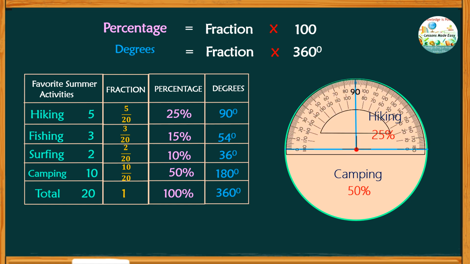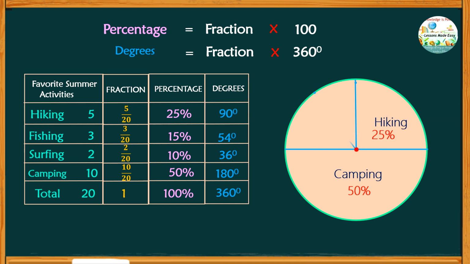Again, take your protractor. This time, we will create a sector on the left. Locate 0 degrees, then move up to 50 and an additional 4 degrees, then mark with a dot. Remove your protractor and draw a line to the center. This angle is 54 degrees and makes up the portion for fishing, which is 15% of the circle. Therefore, the remaining sector is 36 degrees, which is the portion for surfing that makes up 10%. And there you have it. Creating a pie chart is quite easy, don't you think?